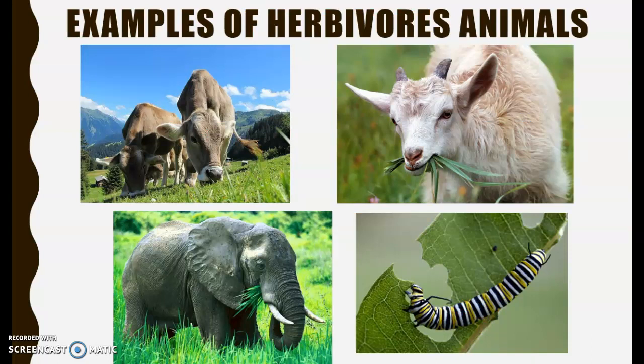We can mention many examples of herbivorous animals. In this picture you can see different of them. For example, cows, goats, elephants, caterpillar. Don't forget that herbivorous animals eat plants or products derived from plants only.